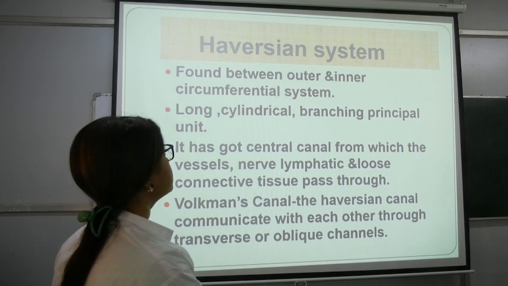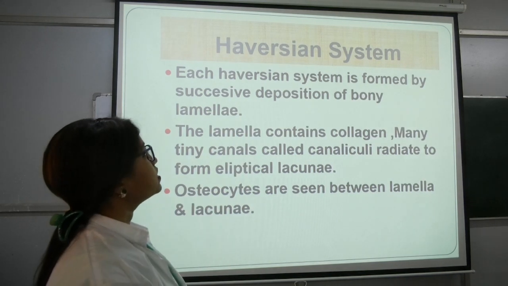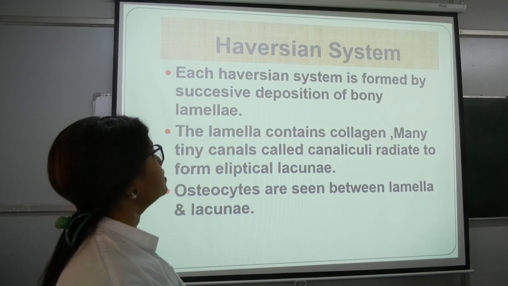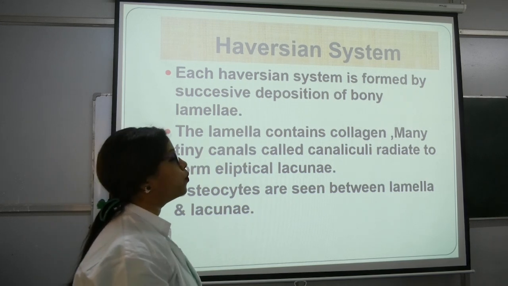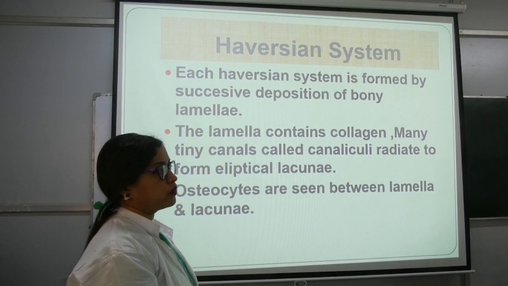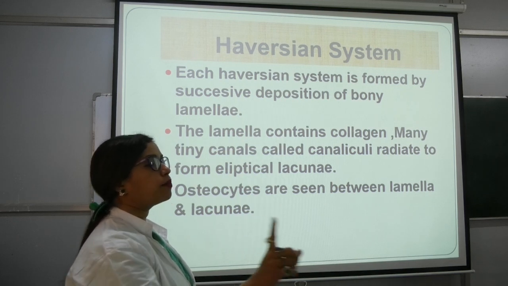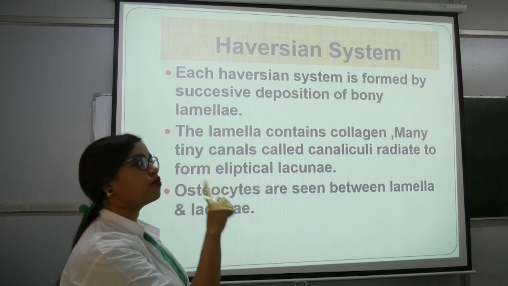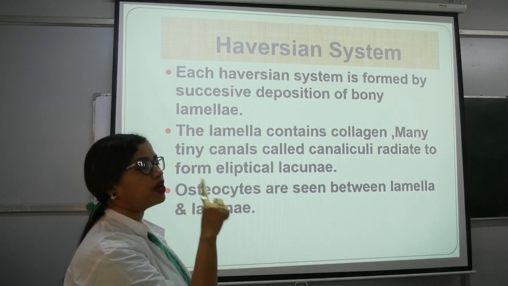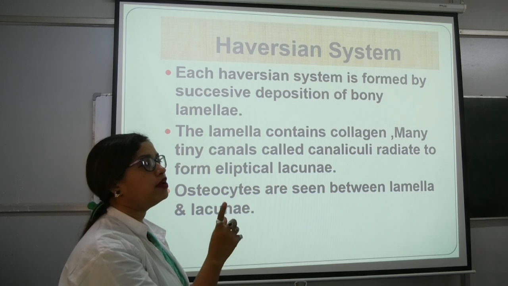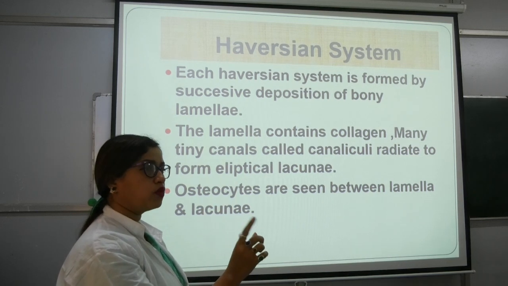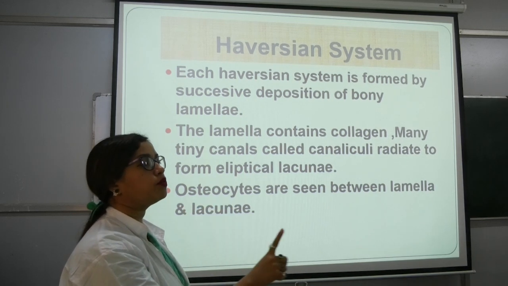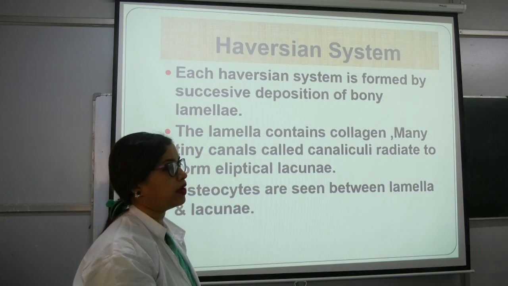Then next, each Haversian system is formed by successive deposition of bony lamella. So there would be lamella one by one. Suppose there is a central canal, it would be surrounded by one lamella after another. How many lamella would there be? 8 to 20 lamella, which are known as concentric lamina.